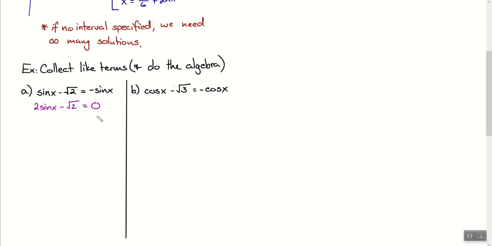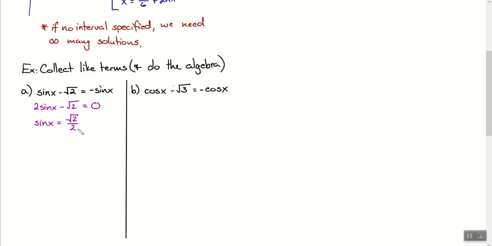And then I'm going to do 2 steps in one now because I just want to isolate the variable. And it's stuck inside of my sine. That's okay. I can deal with it. I'm going to add a root 2 and then divide by 2 so that I ultimately wind up with sine x is exactly equal to root 2 over 2.